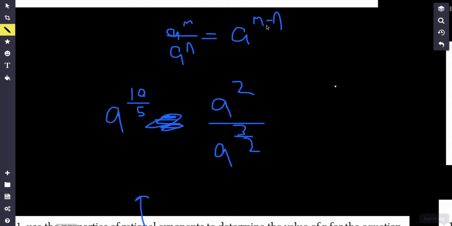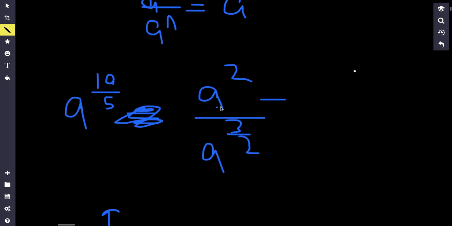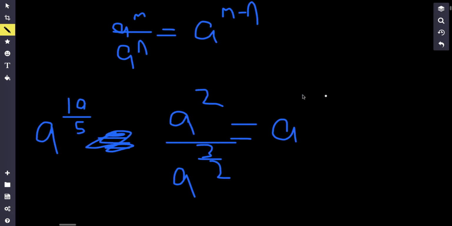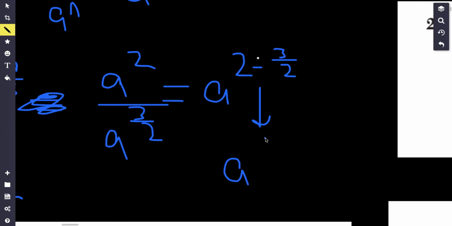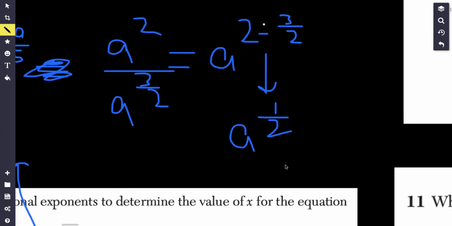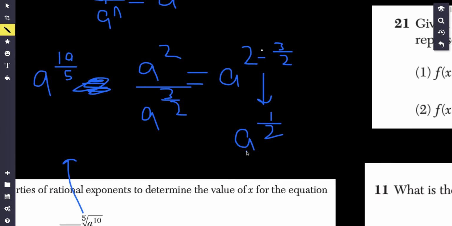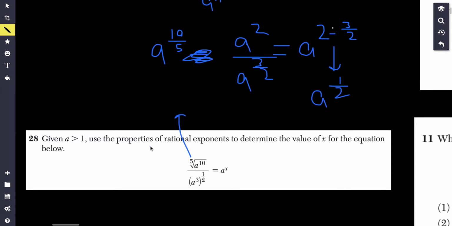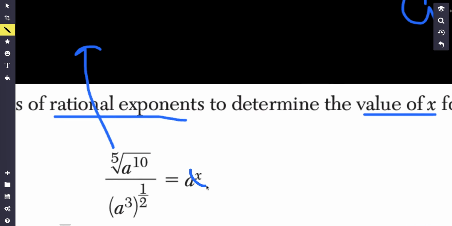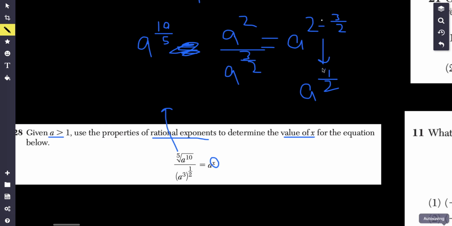This is going to be equal to a to the m minus n power. So in this case, this is going to be equal to a to the 2 minus 3 over 2 power. And 2 minus 3 over 2 is just a to the 1/2 power. Okay? Now, we need to read the problem. Given a is greater than 1, use the property of rational exponents to determine the value of x. And we see that x represents the exponent for a. So in this case, x is equal to 1/2.